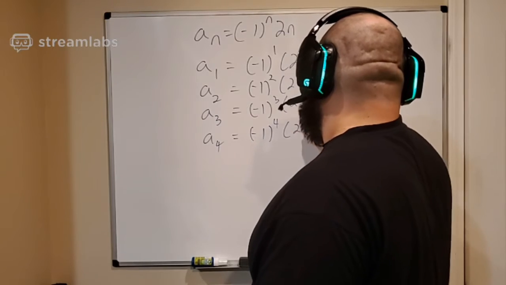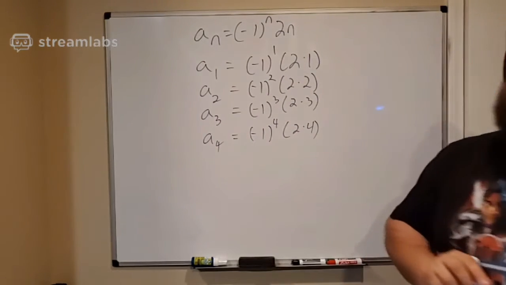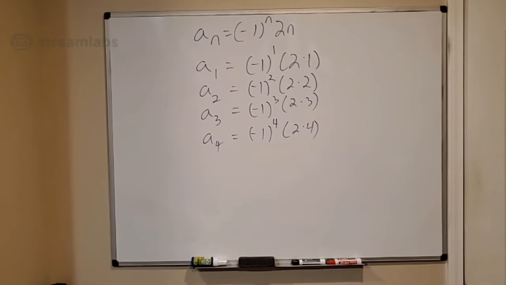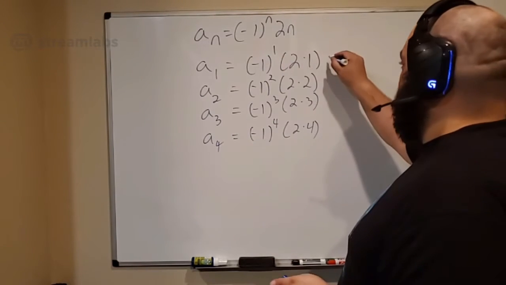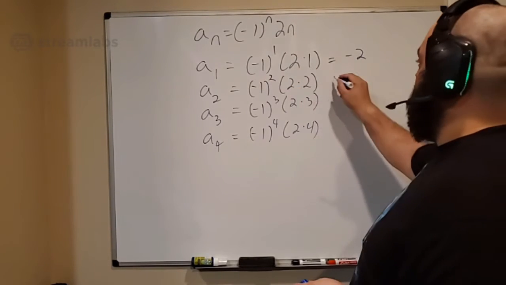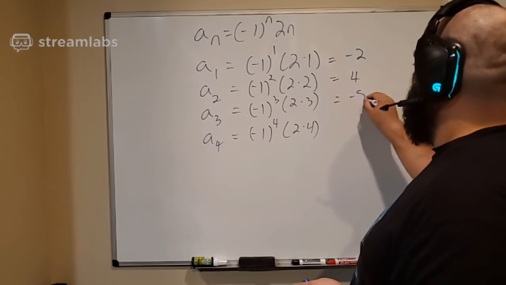Like I said, the basics of this is you just got to understand what we're talking about. So when I say the general term or the nth term and things like that, we just have to figure that out. So pretty easy to figure out here. So negative 1 to the first is negative 1 times 2, so it's negative 2. Negative 1 squared is 1, so then 4. Negative, skipping ahead myself, negative 6, and then 8.